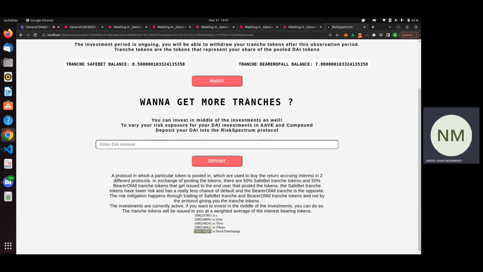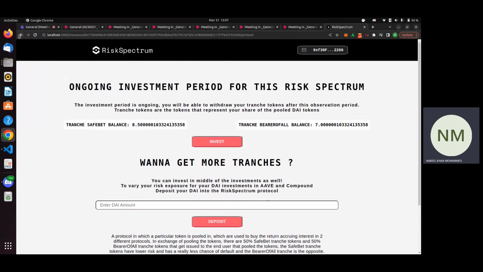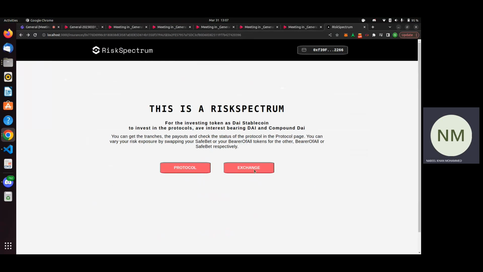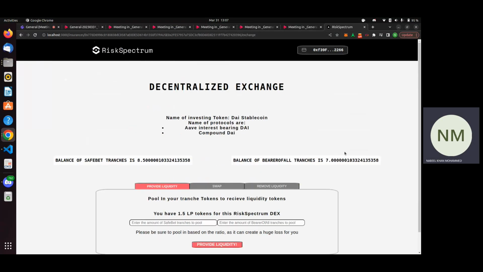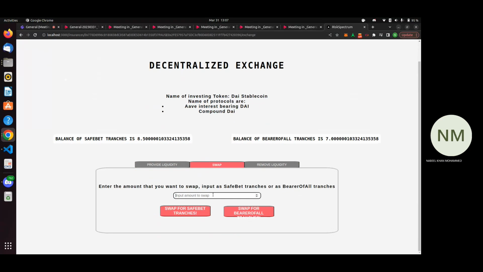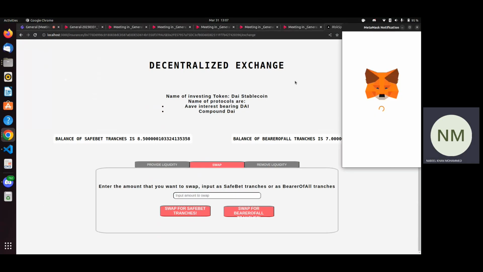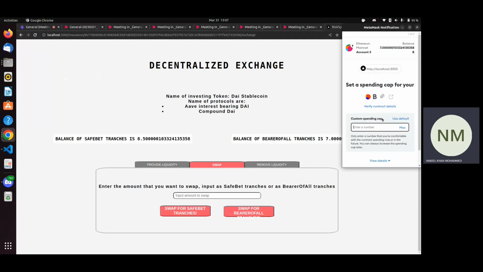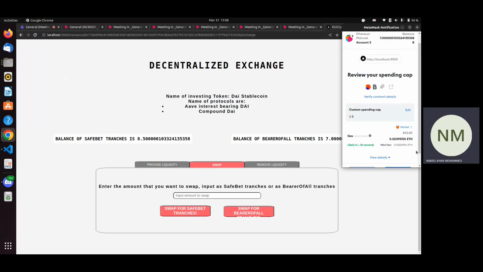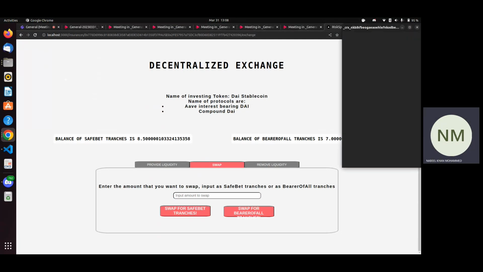The block timestamp is almost about to cross T1, right? So in the meantime, I can play around with the amount of safe bet and better fall tranches that I have. Let's say I want to swap some of my better falls for safe bets, right? Let's say I give in two better falls and get how many safe bets? That means I want to better my portfolio, right? This is definitely going to cost me something. It's going to cost me better falls.